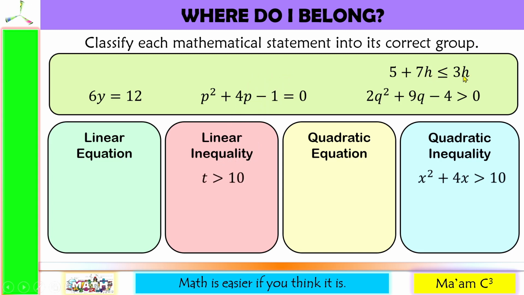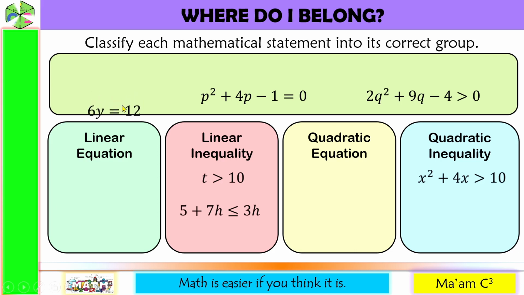The exponent of h are both the invisible 1, so this is linear. And I have an inequality symbol, so again this is linear inequality. The exponent of y here is 1, so this is linear. And I have an equal sign, so this is a linear equation.